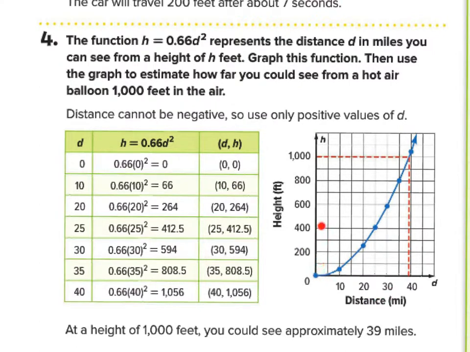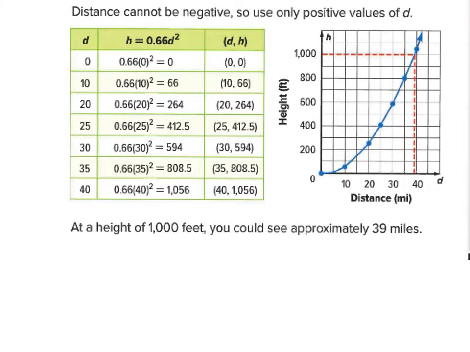So if we go all the way up to 1,000 feet in height with our air balloon, we're able to see a distance of up to 40 miles. See that? So again, at a height of 1,000 feet, you can see approximately 39 miles. Yeah, 39 miles. That looks more correct.